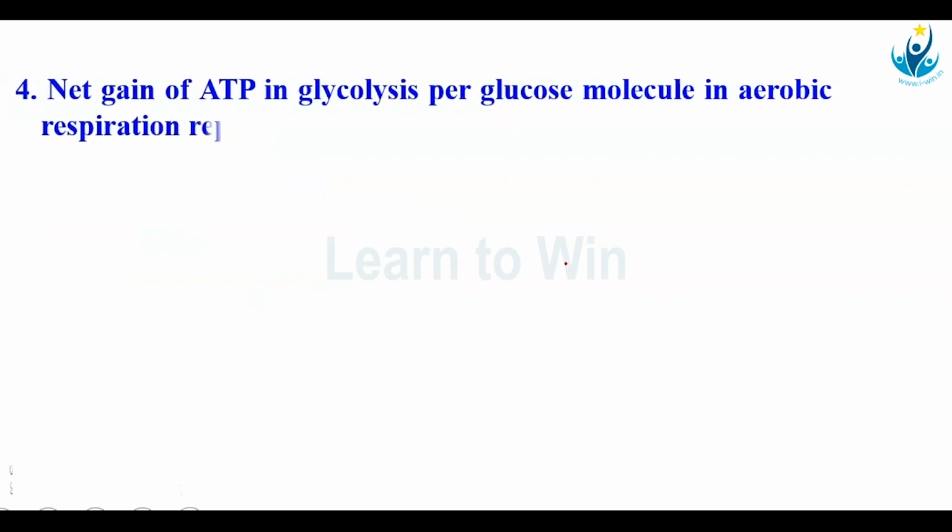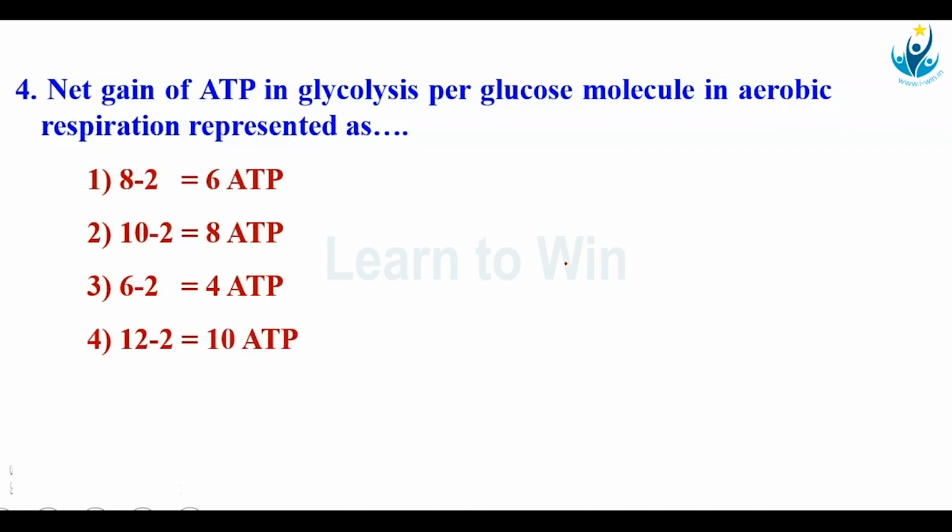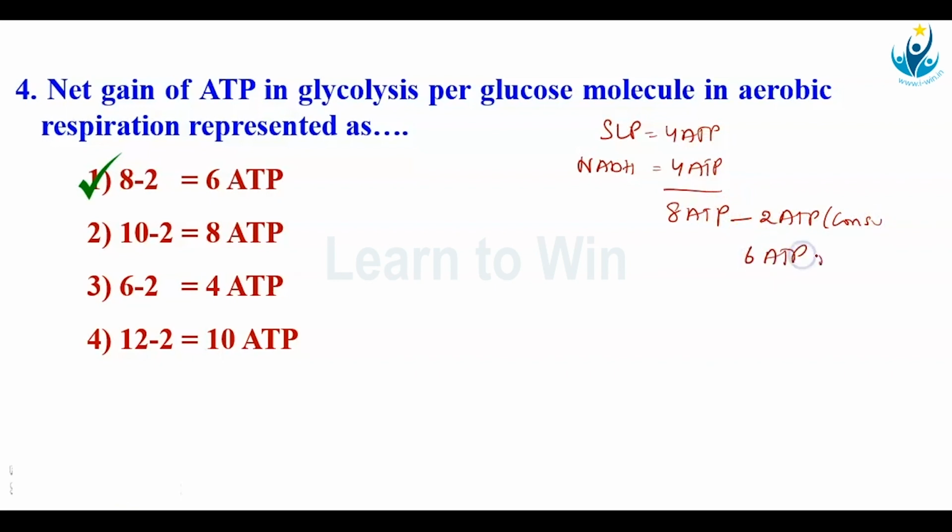Next, net gain of ATP in glycolysis per glucose molecule is represented as, well, here is the question. So what is the correct answer? It should be the first. Why? Technically speaking, SLPs give you 4 ATP. NADH gives you 4 ATP. So you get 8 ATP. If I remove the 2 ATP that are consumed, then it should be 6 ATP, which is the net gain. And this one is the gross. So net gain will be 8 minus 2, that is 6 ATP.